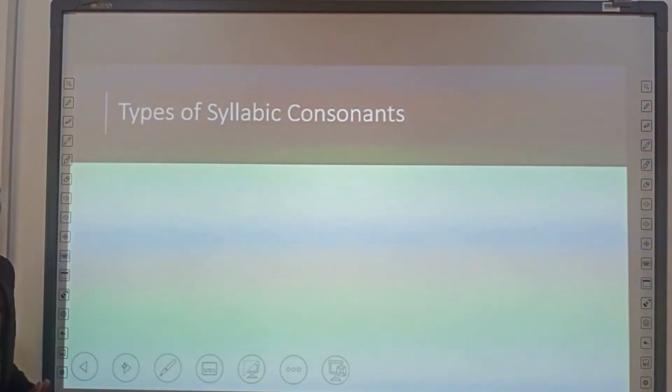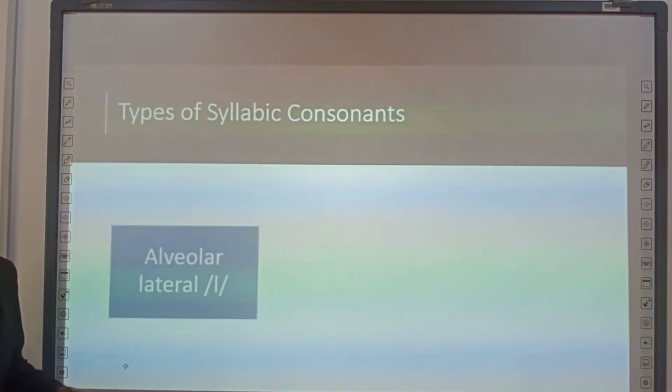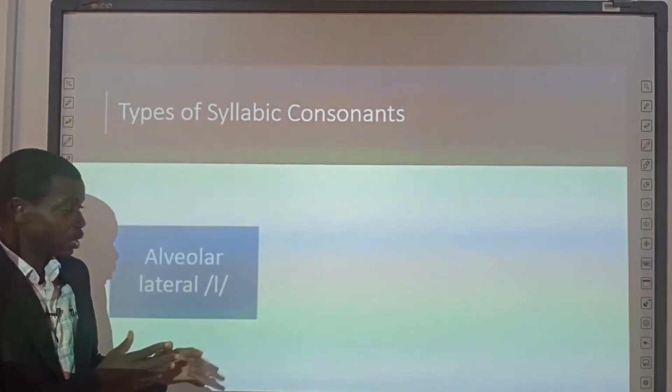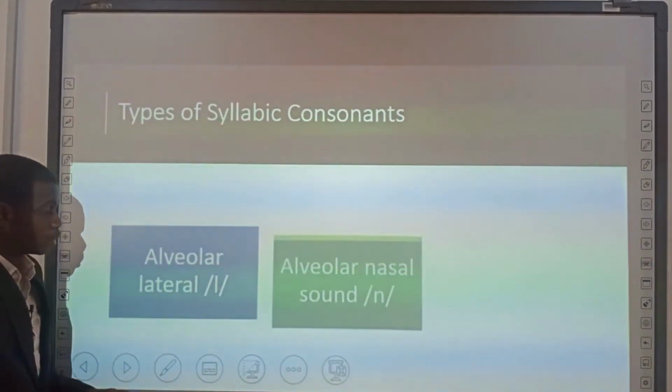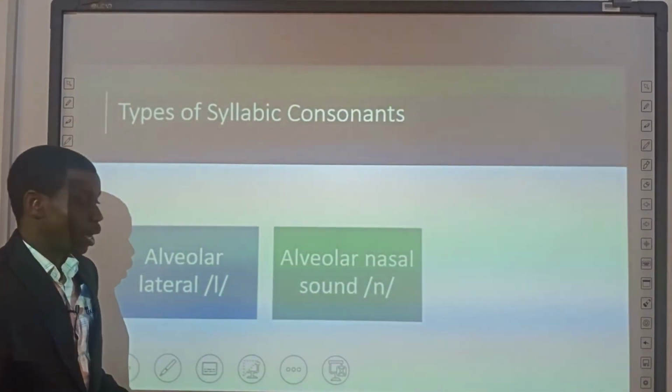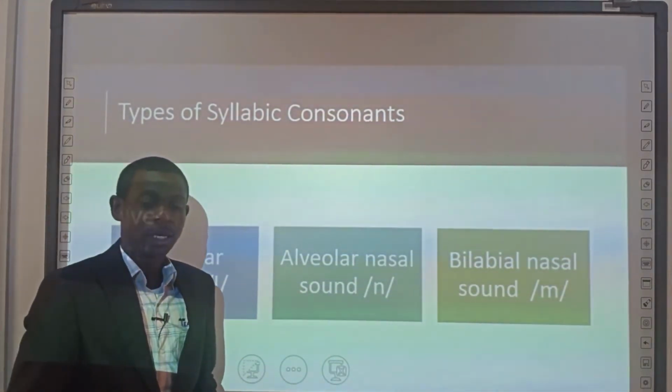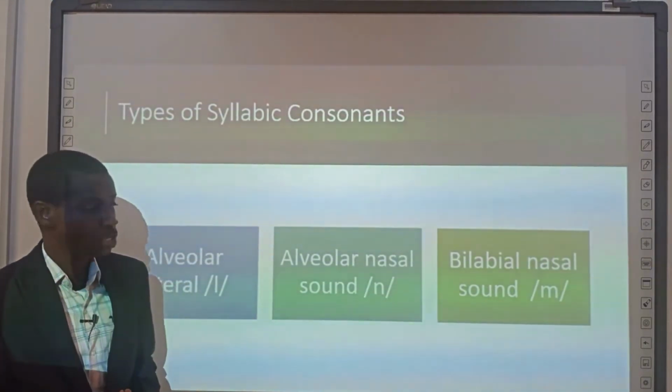What are the types of syllabic consonant that we have? The first one, the very popular one, is the alveolar lateral. We are going to be getting the pronunciation later. We have the alveolar nasal, and finally we have the bilabial nasal. Now listen to the pronunciations of this one quickly.